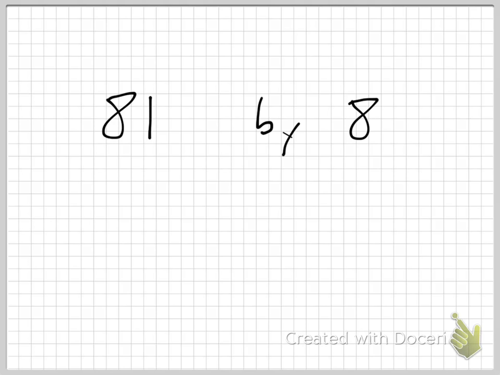Really, how do you know? How do you know it can't go into it evenly? What did you do to decide that, Joy? So tell me what you did. Right. So you did the multiples of 8. That's fine. Do you need to do that? Do you have to do that all the time?